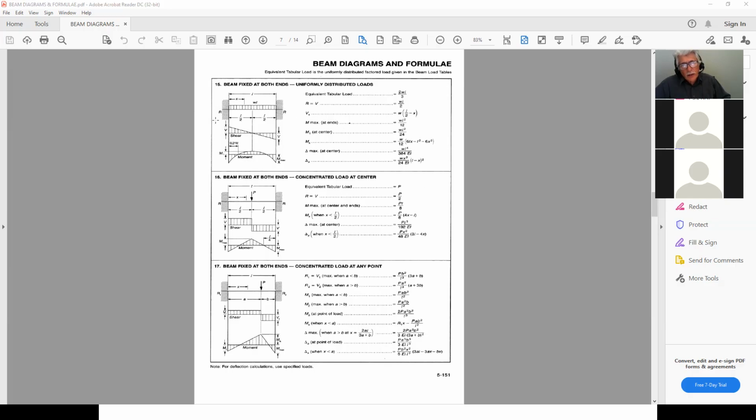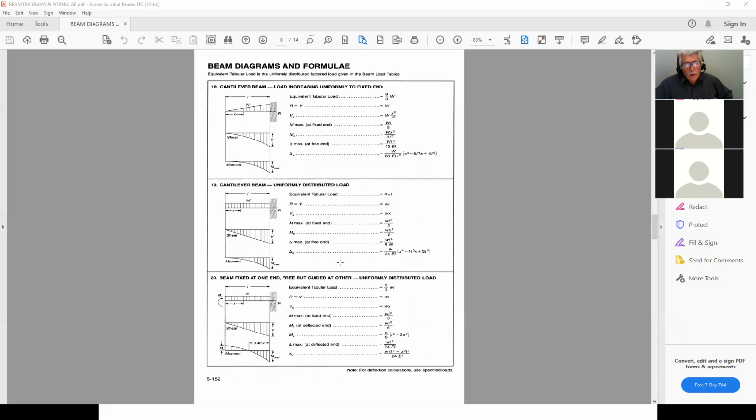These become statically indeterminate, and even though they're statically indeterminate, I can use all these formulas to calculate my moments, my shears, my deflections, and so on. And whether it's a uniformly distributed load, whether it's a concentrated load that's not at the center, and so on.